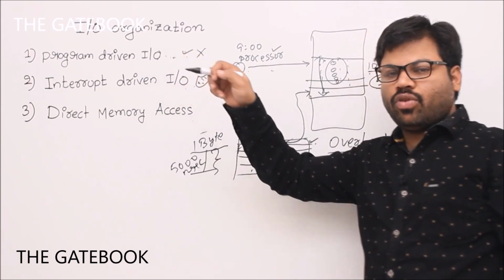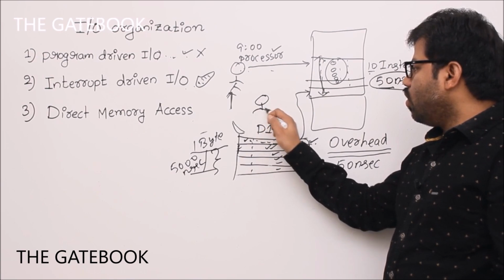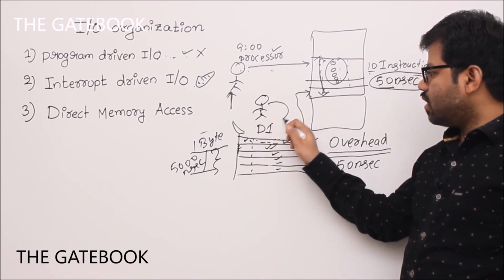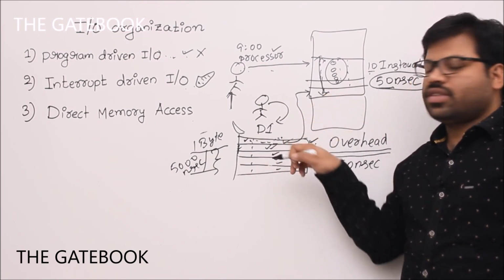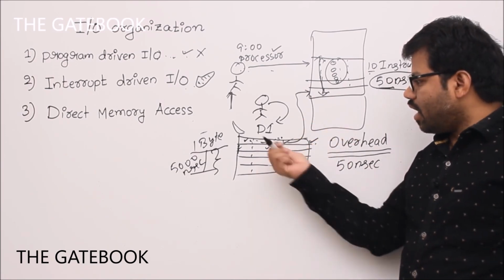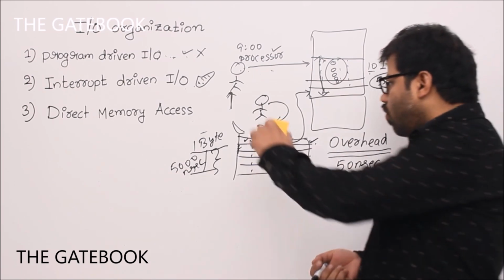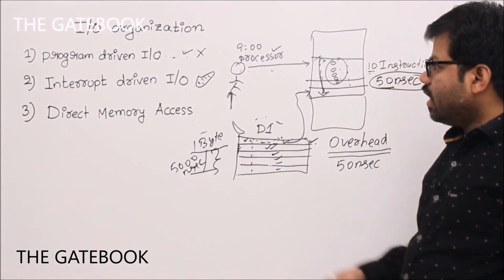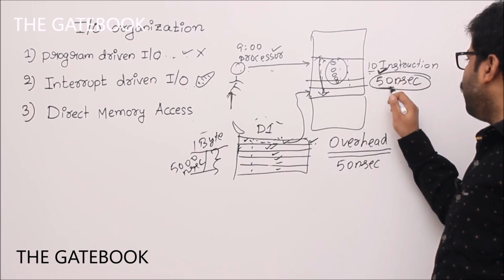In program driven IO we will be seriously busy waiting for the device. The processor is also waiting outside the house, and it will ask device 1, my dear device 1, are you ready, are you ready, through its instructions. So the CPU is also busy asking that question, right? So to avoid that we invented this interrupt driven IO mechanism. But in this interrupt driven mechanism also we will be using the CPU for 50 nanoseconds.